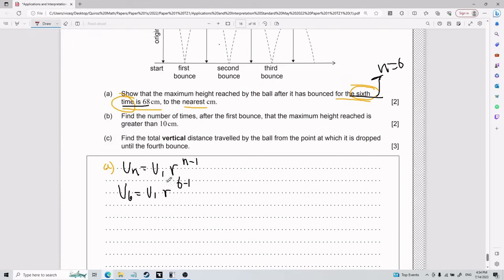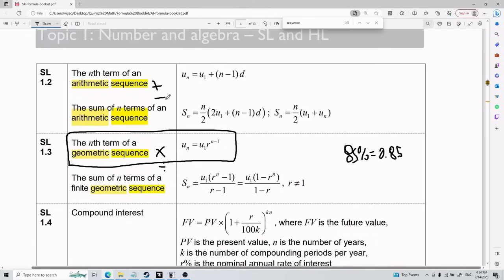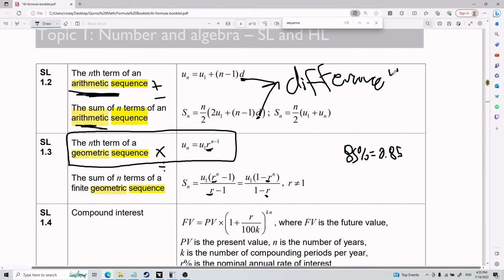All right, what else can I fill in? Well, what is this r? R accounts for rate of change. If you notice, for geometric sequences, I have a bunch of r's, and for arithmetic sequences, I have a bunch of d's. D for difference, R for rate of change.